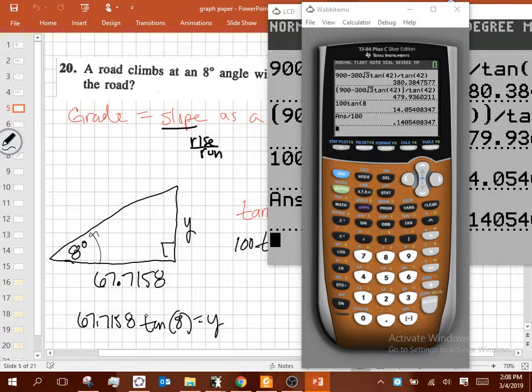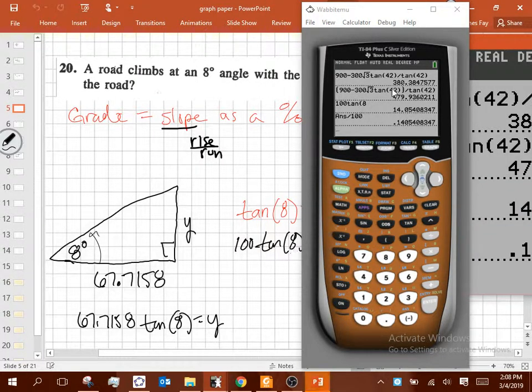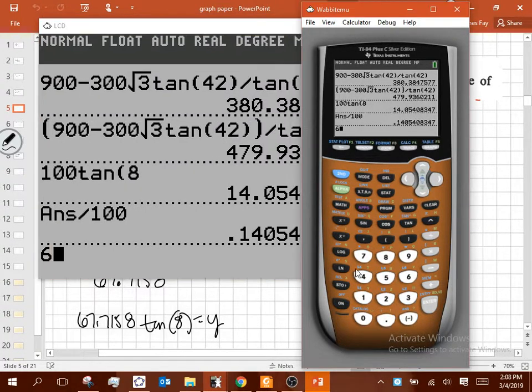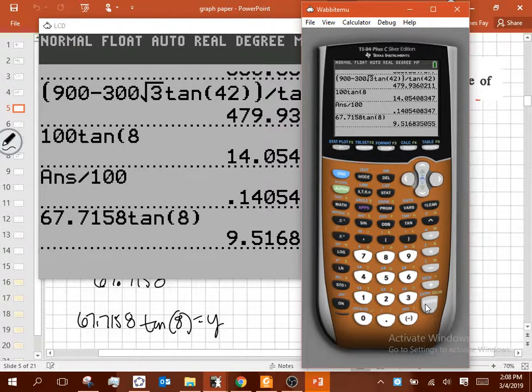Does that make sense? So this is the scale. Is this scale factor the same scale factor that was right here? Tangent 8 that scale factor, right? If I type that in, 67.7158 tangent of 8 gives me that. So what it means is if I go out 67.7158 feet horizontally, that means I've risen 9.5168 feet vertically.